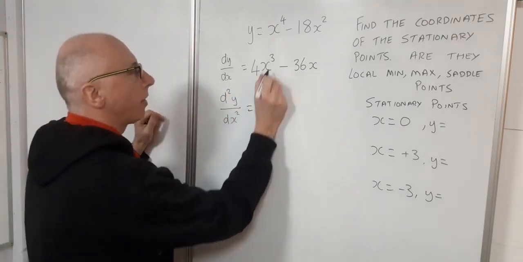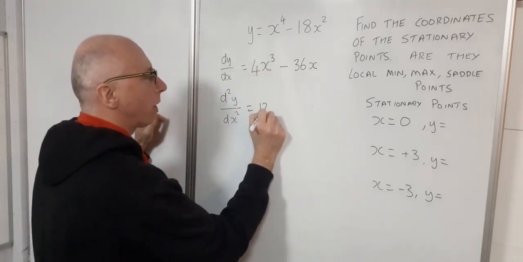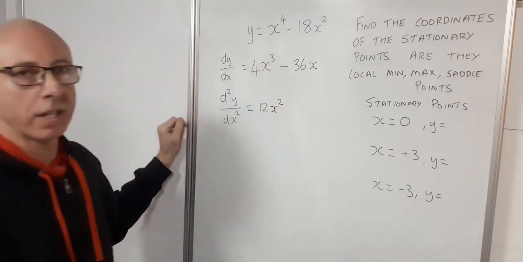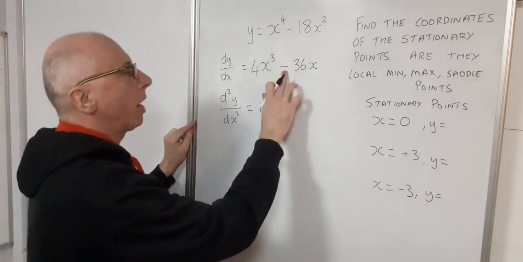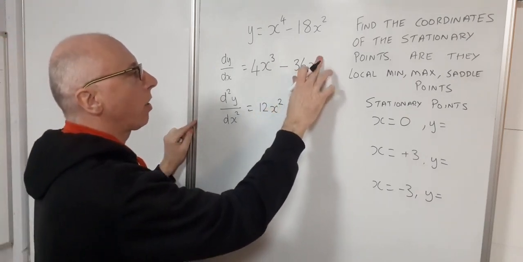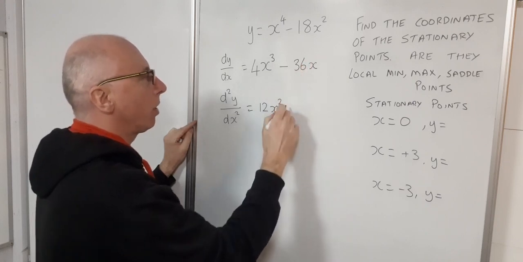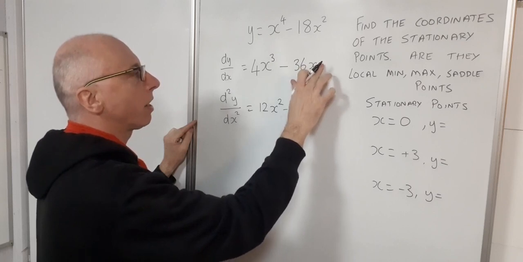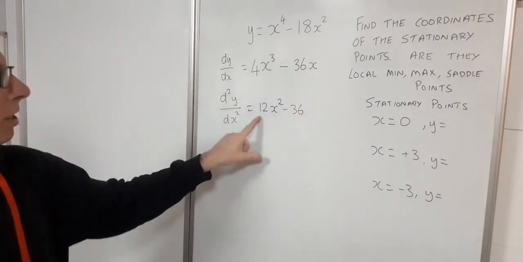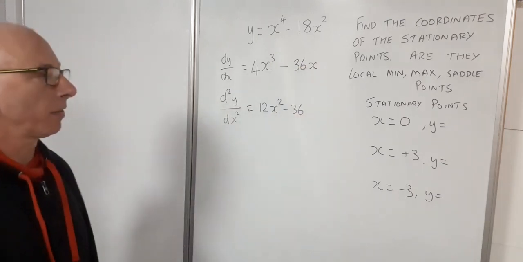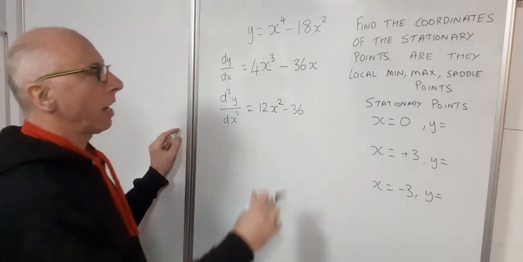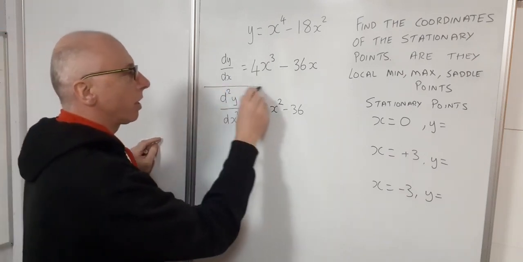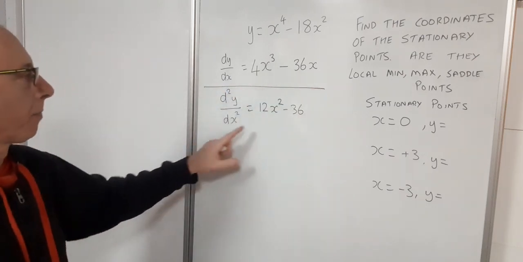So we will now have, multiply this by 3, so I'll have a 12. My x will stay, and drop the power by 1, I've got 12x squared. And now I've got minus 36x, well, I've got x to the power of 1, times everything by 1, so that's still 36. Drop the power by 1, that becomes x to the 0. X to the 0 is just 1, so that is my second derivative. Okay, so this will tell me what the nature of my points is. So let's use this to find out what's going on.